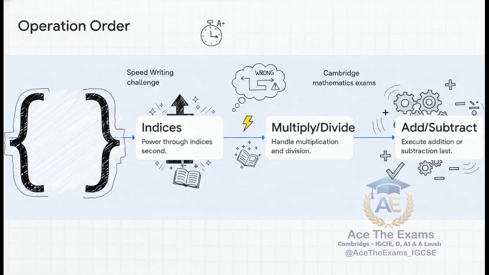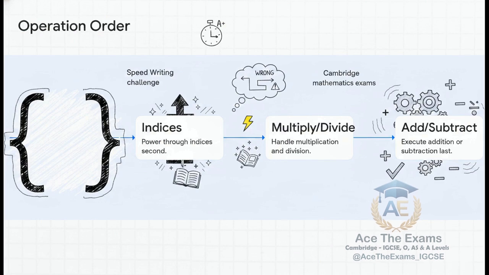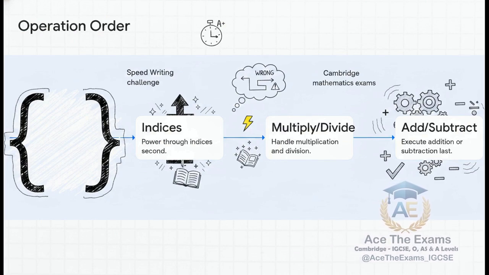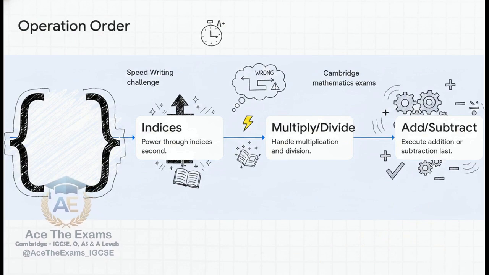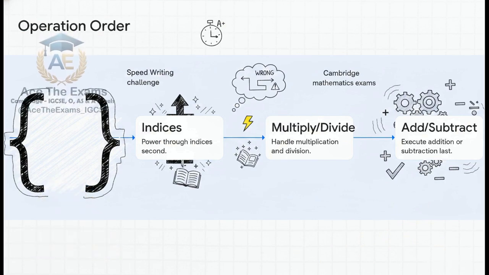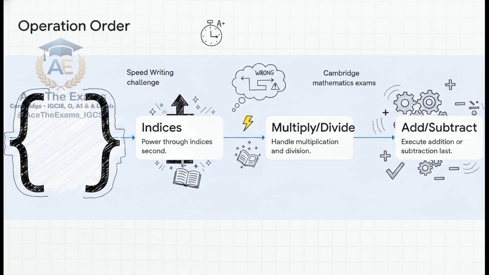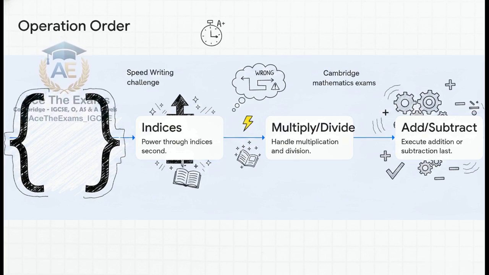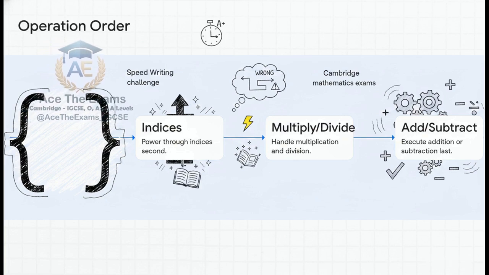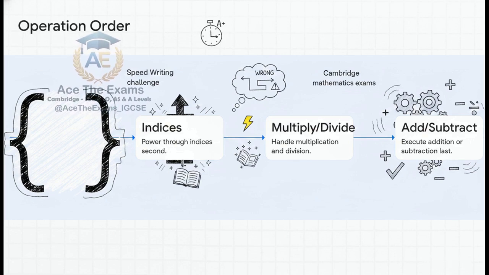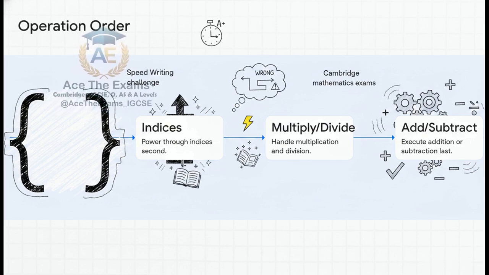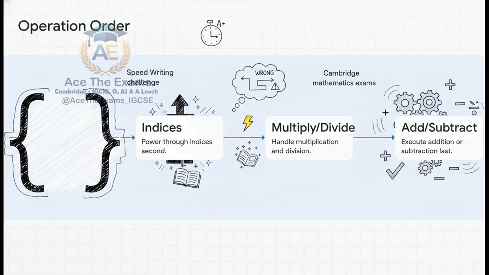This right here is your non-negotiable hierarchy. Number 1, you must clear brackets first. Number 2, power through your indices second. Number 3, handle multiplication and division. And finally, execute any addition or subtraction. Let's see this actually play out. Take the simple problem 8 times 3 plus 2. If you just casually read left to right, you might say, well, 8 times 3 is 24, plus 2 is 26. Now here, reading left to right happens to work, but purely because multiplication inherently outranks addition anyway.